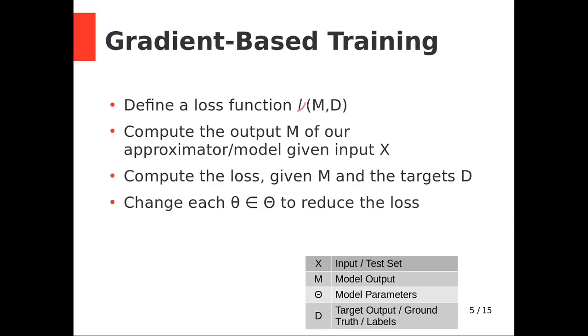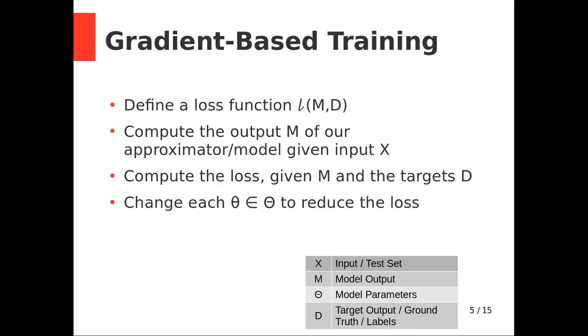So anyway, given our loss function, we then compute the output m of our approximator or model, given an input x, and then we compare m to a known d, which is the desired behavior. So we have an x, we have the d that we wanted, and then we look at the m that we have, and we compute how bad the model did, right? And that's the loss function. Then we change each little theta, each parameter in big theta, which is the set of parameters, to reduce that loss. Okay?